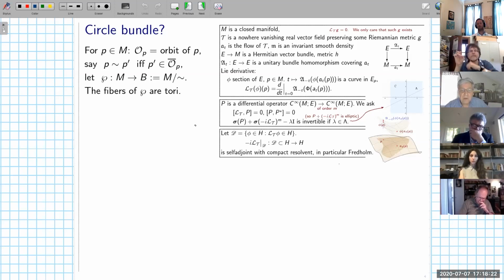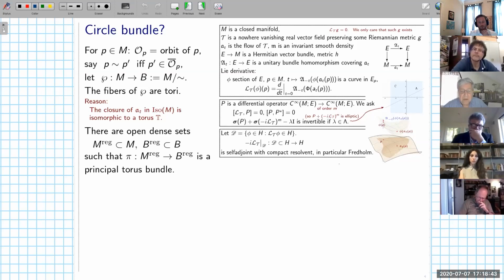So take now the projection, and then one can show that the fibers of these projections are tori. The tori can vary in dimension. They're not tori of the same dimension. Let's keep this. And one can actually show that there is a part of M that I call the regular part of M, and there is a part of the base of the quotient that I can call the regular part, so that the projection, I should have used the other P, not pi, is a principal torus bundle.